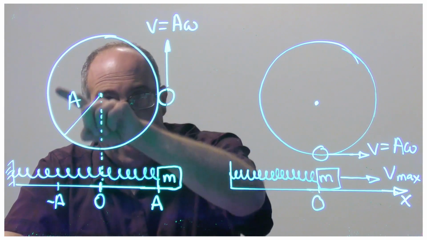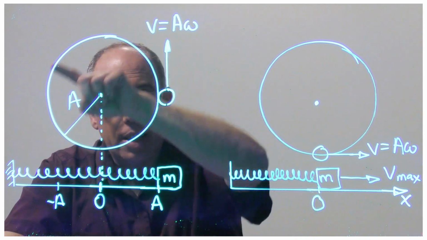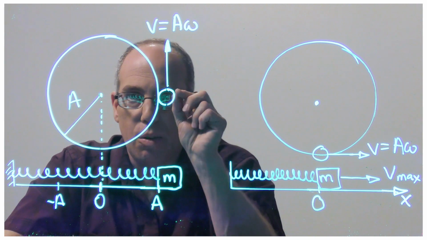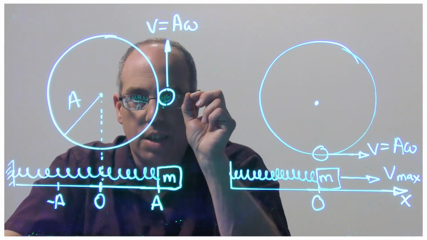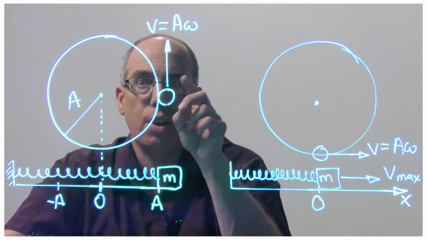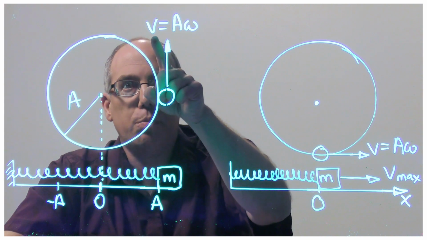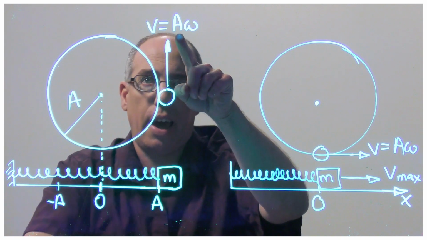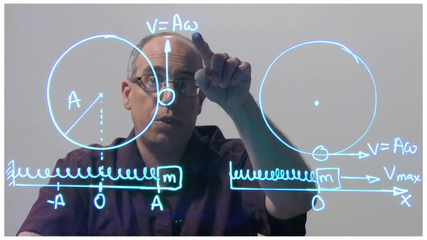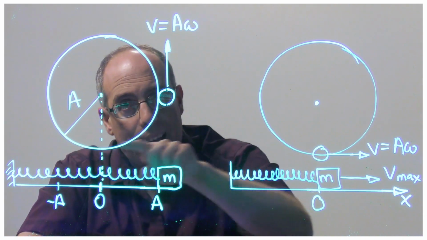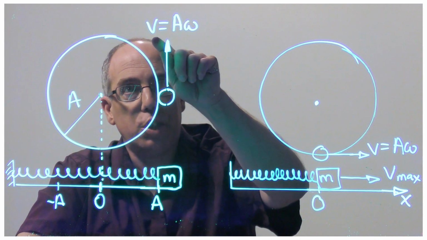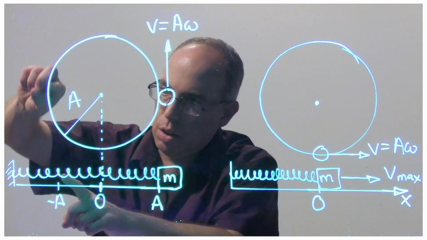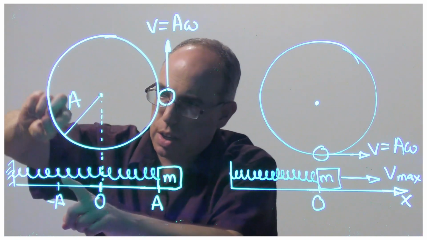The circling mass always moves at a constant speed. That speed is given by a formula which we encountered earlier on in our study of rotational kinematics. Remember that the speed of an object moving in a circle is equal to the radius of the circle, which here is a, multiplied by the angular velocity. So the circling mass is always moving at a speed equal to a times omega.